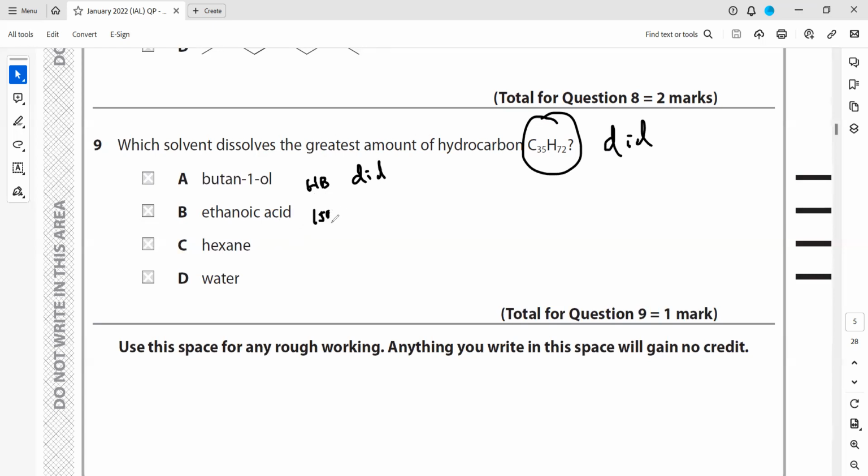Ethanoic acid will have a hydrogen bond, dipole induced dipole, and dipole dipole. Hexane will have dipole induced dipole, water will have hydrogen bond as the major force. So the ones which are identical here are dipole induced dipole and dipole induced dipole. Like dissolves like: if they have the same type of intermolecular force, then it will dissolve maximum.